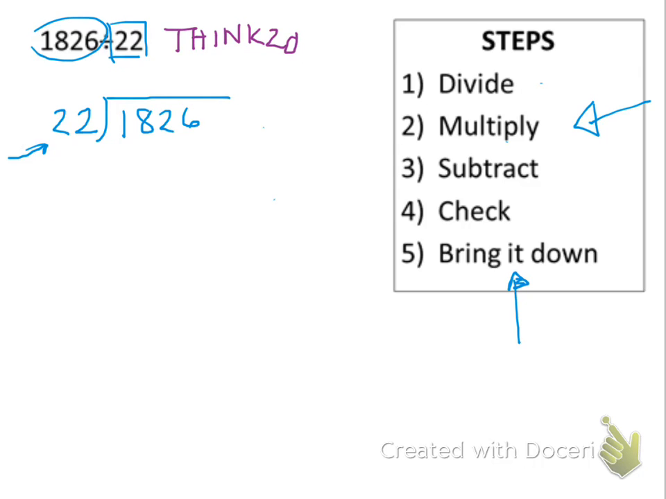So let's think, how many times can 20 go into 1? None. How many times can 20 go into 18? None. How many times can 20 go into 182? Well, I know that 20 times 9 is 180. So let's try 22 times 9 and see if that works.